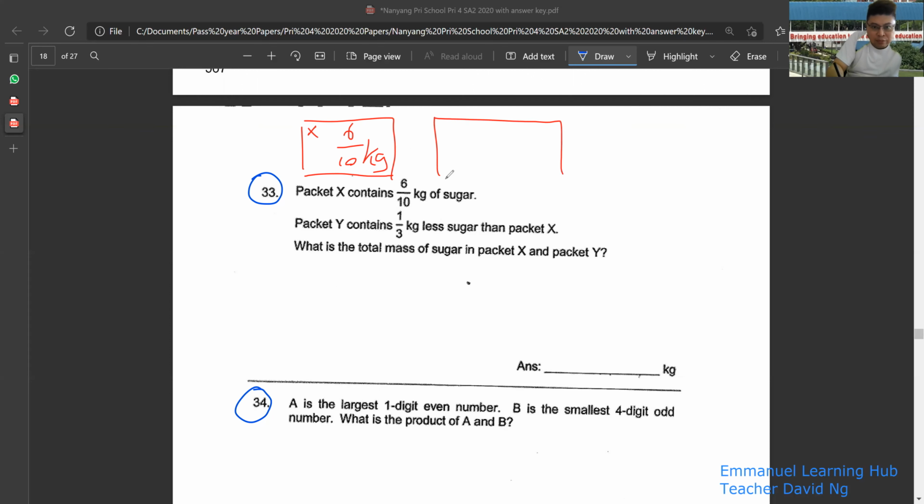Okay, packet Y contains 1/3 kg less, right? So what must you do? 6/10 minus 1/3. Understand? 6/10 minus 1/3 kg because packet Y contains 1/3 kg less. So understand the logic? It contains 1/3 kg less.